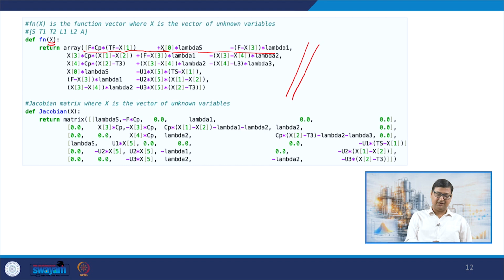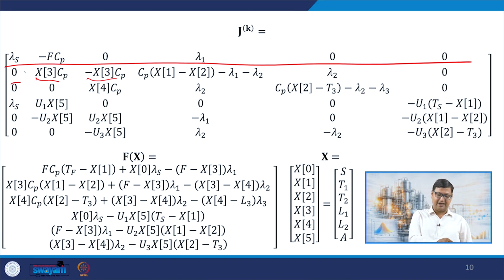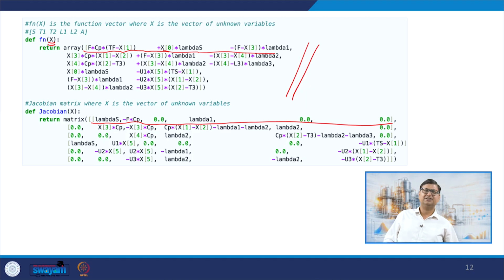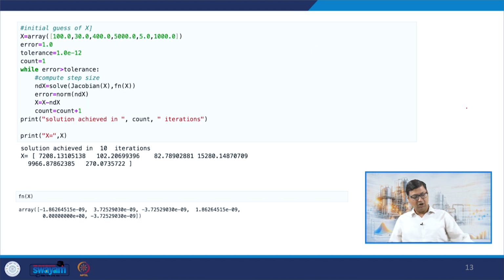So, let us for example compare the first row: lambda s minus FCP 0 lambda 1 0 0. That is exactly what I had here, lambda s minus FCP 0 lambda 1 0 0, right. The same kind of thing I do for all the 6 rows of the Jacobian as well. So, these functions have been defined. I have still not written the actual iteration code, but if I pass the x value to these functions, this will give me the f, and this will give me the corresponding J. All right. Let me now start writing the actual Newton Raphson code.